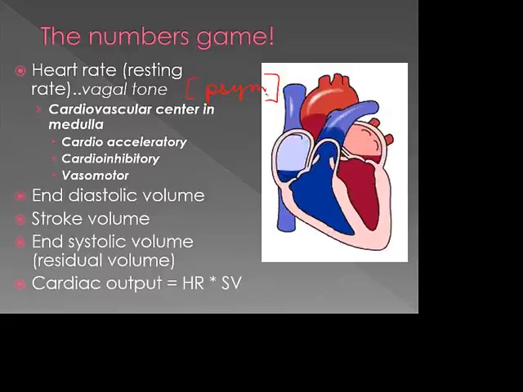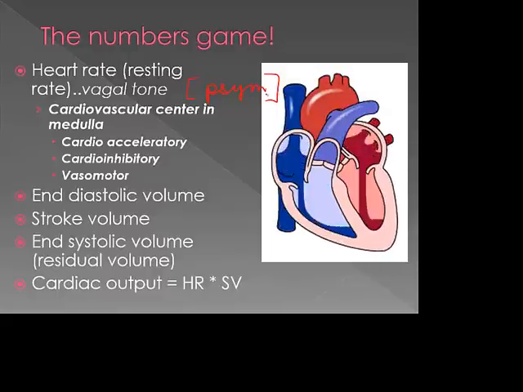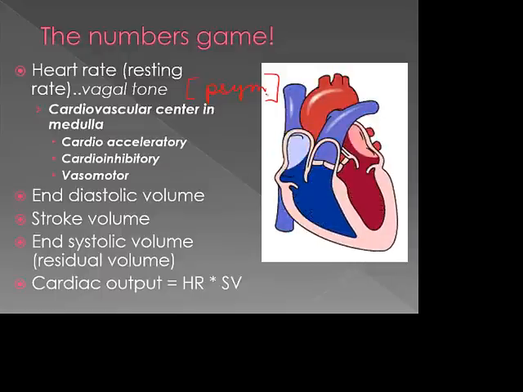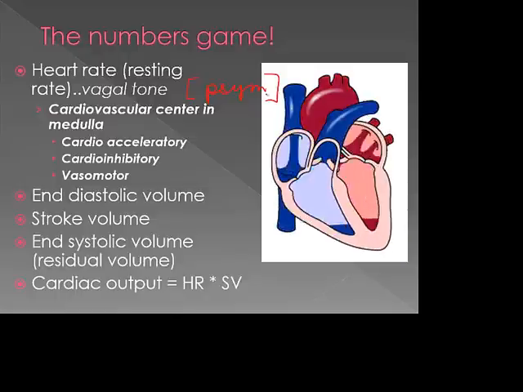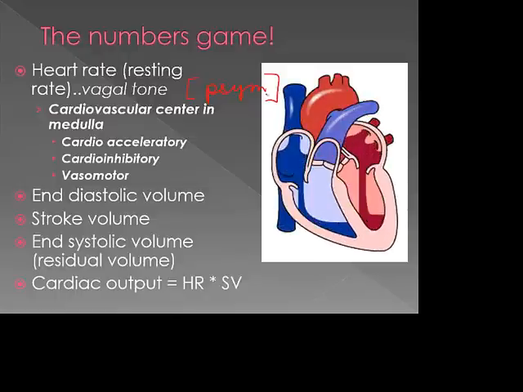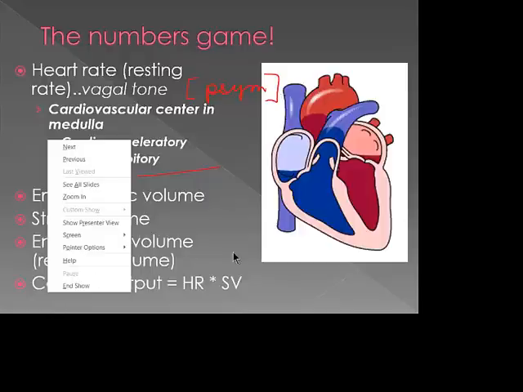Now, how is this heart rate controlled? Remember, it's under control of the autonomic nervous system. There's a cardiovascular center in the medulla. There is a center which increases the heart rate, which is called the cardio-acceleratory center, which of course has sympathetic connections. There's a cardio-inhibitory center, which brings it down, which has parasympathetic connections. And there's also another center in the medulla, which is called the vasomotor center. This vasomotor center has sympathetic connections, as the name suggests.